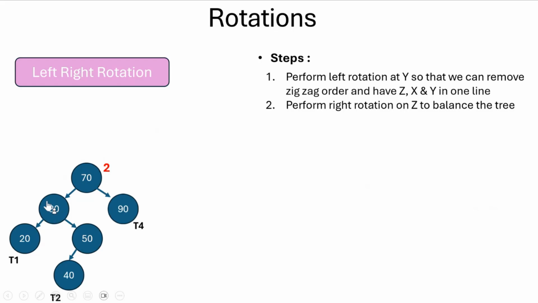at y, the right subtree has more height, right? Because the left subtree height is 1 and the right subtree height is 2. So the right side is more, it is right heavy. So that's why it is z, y, x. It is left, right. So what we do is a left rotation at y, which is 30, to break the zigzag structure.